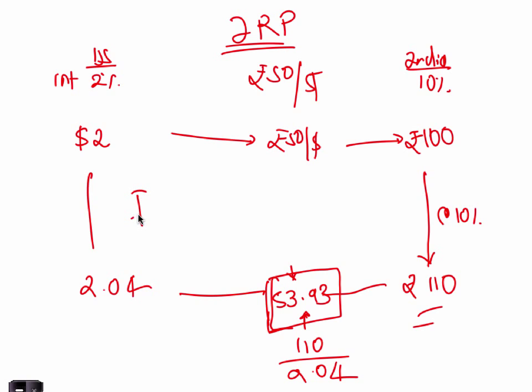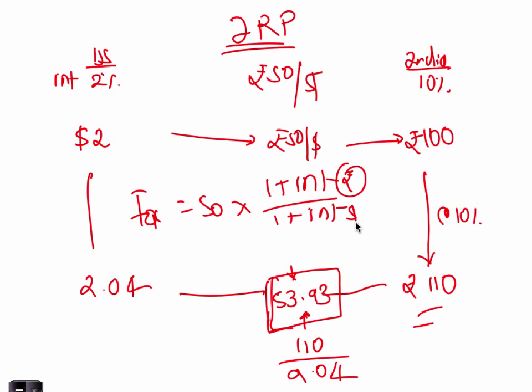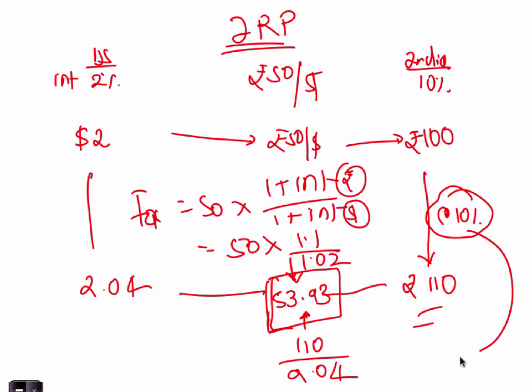Right, so we say that forward rate is equal to spot rate into 1 plus interest rate divided by 1 plus interest rate. The interest rate of the currency which is in the numerator, which is rupee, and this is the currency which is in the denominator, which is dollar. So in this case 50 into 1.1 divided by 1.02 will give you the same answer, 53.93. And again what we observe here is that India has a higher nominal rate, and that has led to depreciation of the Indian currency. Are we good to go?